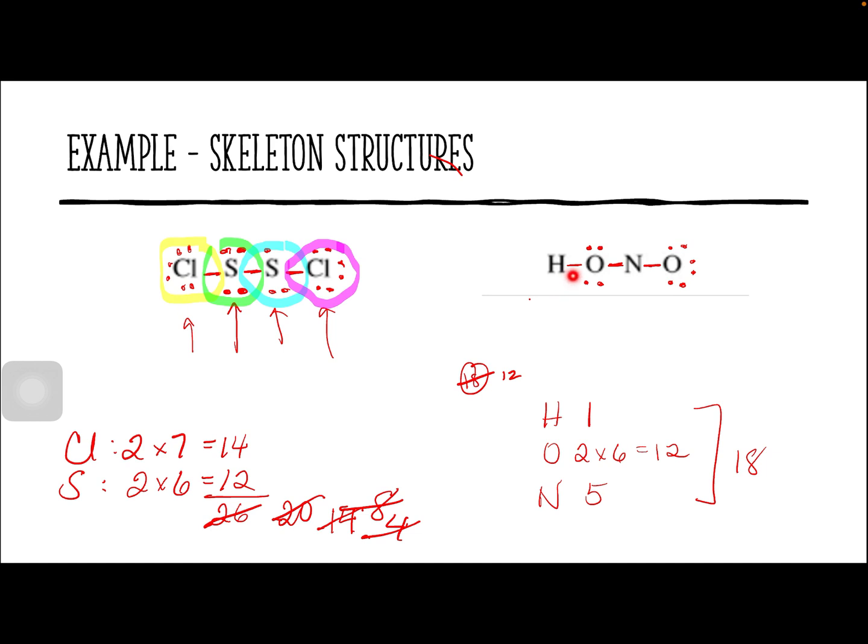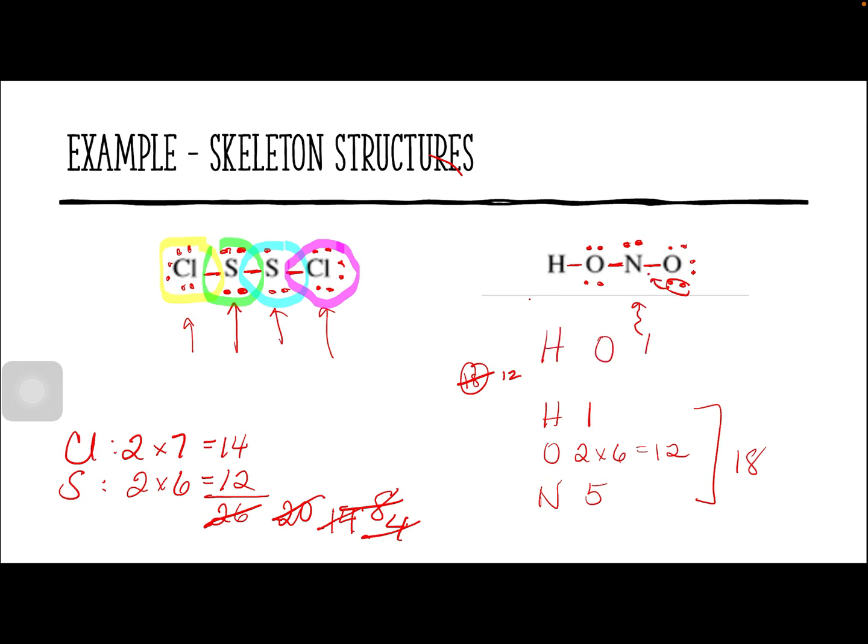So here's 2, 4, 6, 8, 10, 12, 14, 16, 18. Okay, so now we have all the electrons we can possibly get into this picture, but the nitrogen doesn't have a completed octet and it needs it. So what we can do here is swing a lone pair from this oxygen on the right in to make a double bond.